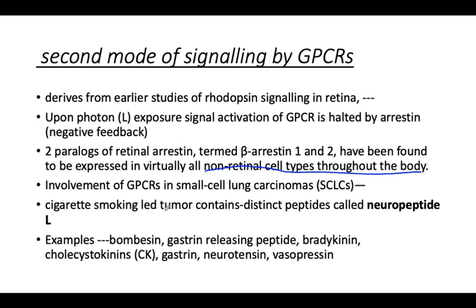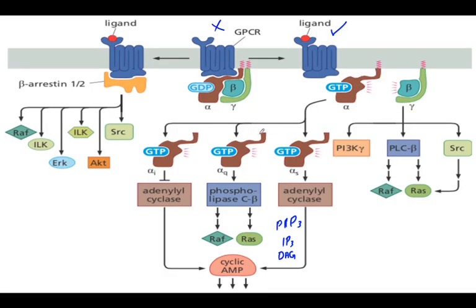How? Cigarette smoking-led tumors contain peptides. These peptides are called neuropeptides. Examples of these neuropeptides are bombesin, gastrin releasing peptides, bradykinins, cholecystokinins, gastrin, neurotensins, vasopressins. And these vasopressins and other receptors lead to the same activation of small cell lung cancer in this way. So instead of a ligand, if we say there is a release of bradykinins, vasopressins in small cell lung cancer, we can observe the same phenomena. And this small cell lung cancer is observed in smokers.